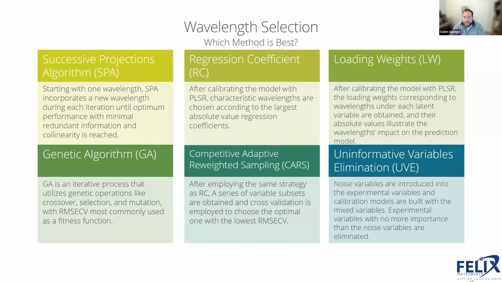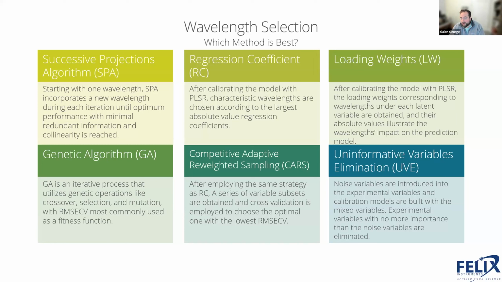Competitive adaptive reweighted sampling is essentially the same as the regression coefficient method. But then you also create subsets of variables from those regression coefficient methods that you used, and then you do the same kind of iterative process to figure out which models give you the lowest RMSE CV.